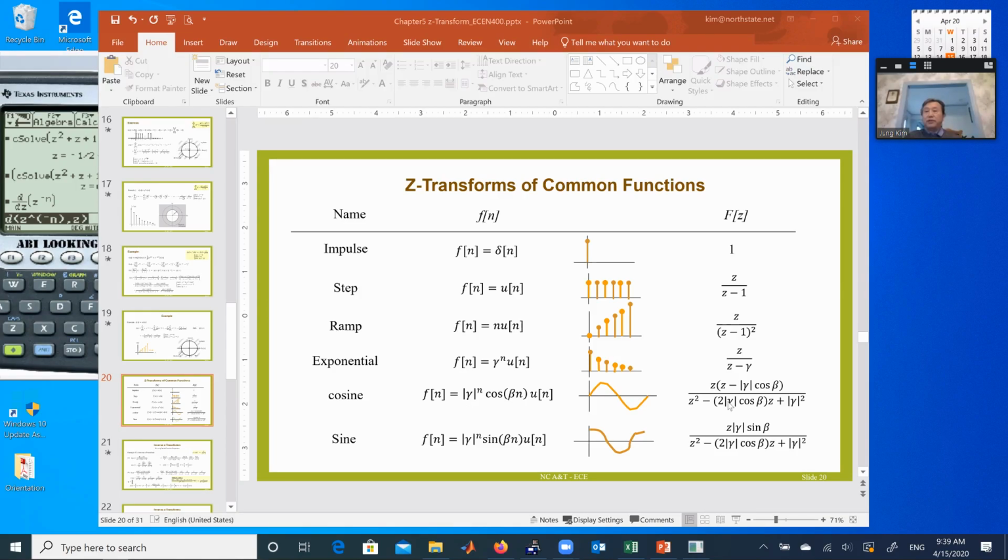For the cosine function, we have just the cosine function. But if we have gamma to the n, then we multiply by the gamma magnitude in front of cosine beta, and this is gamma squared. The sine function has the same thing. I normally provide a table, but you can understand that. Okay, this is the summary.